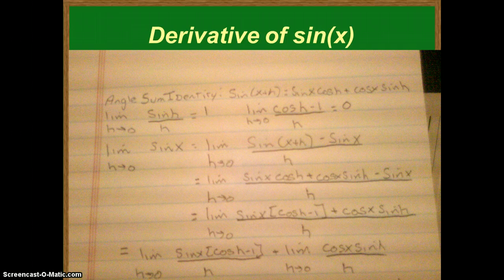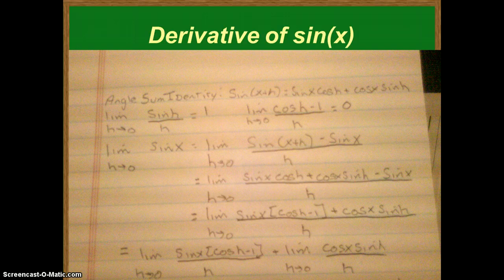and that would be the limit as h approaches 0 of the sine of x times the cosine of h plus the cosine of x times the sine of h minus the sine of x, all over h. Now, if I find a common factor in two of those terms, namely the sine of x, I can factor that out, and I get the sine of x times the quantity cosine of h minus 1 plus cosine of x times the sine of h, all over h.